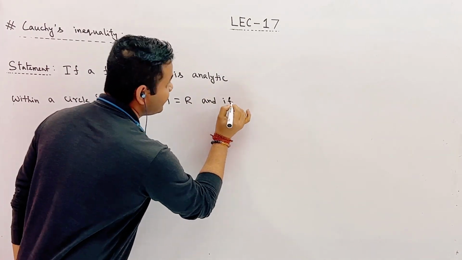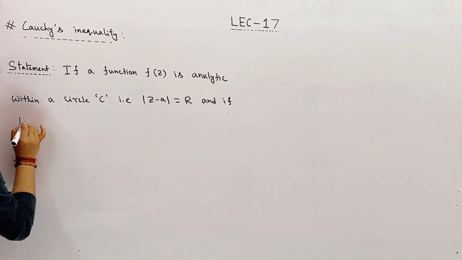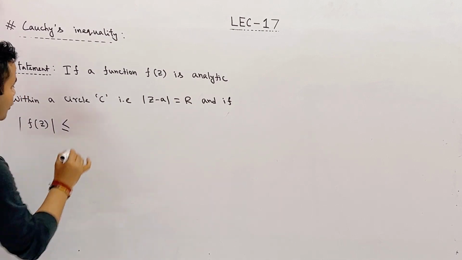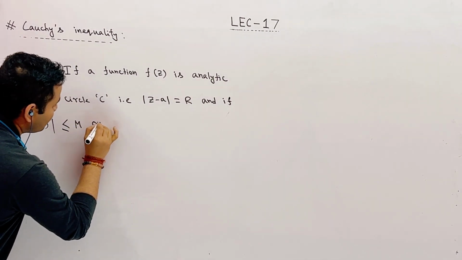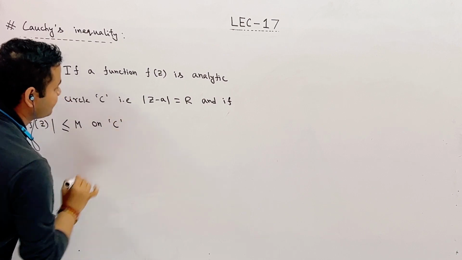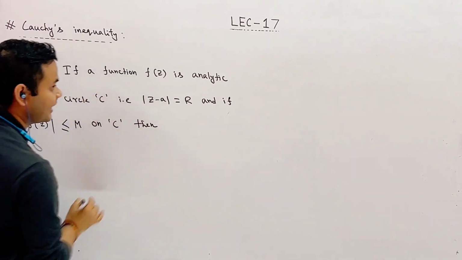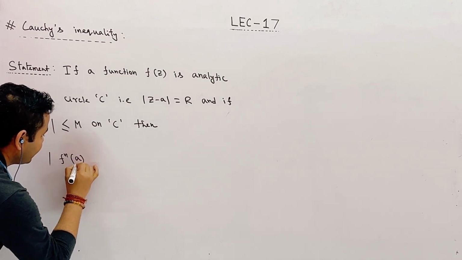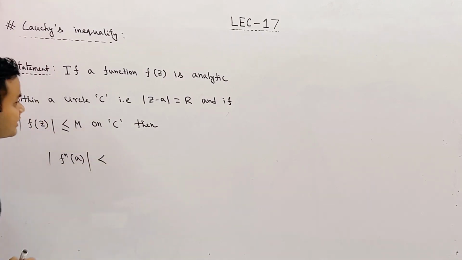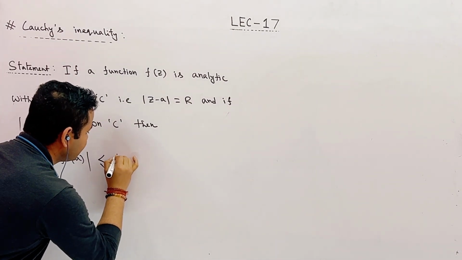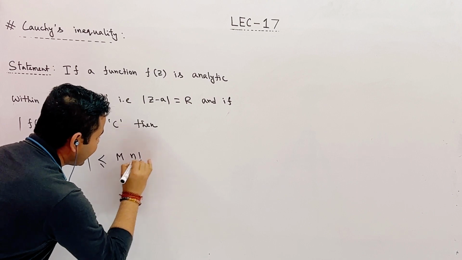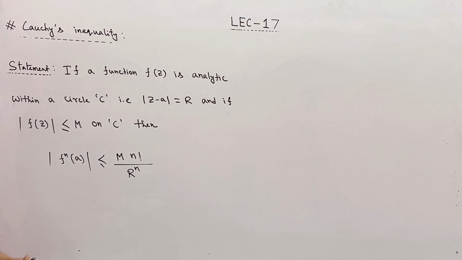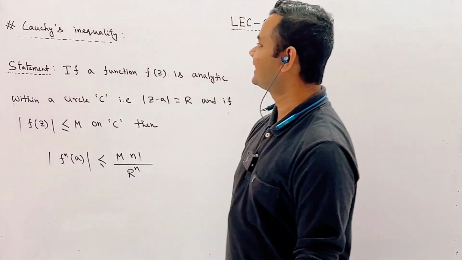And if modulus of f(z) is less than or equal to capital M on C, then modulus of f to the power n(a) is always less than or equal to capital M into n factorial divided by R to the power n. So, this is the statement of Cauchy's inequality.